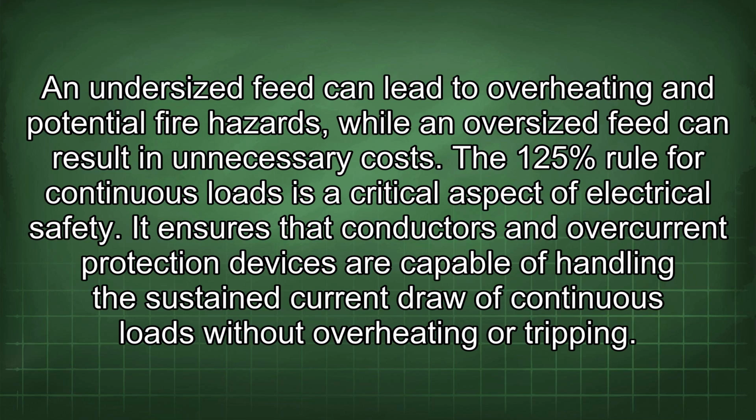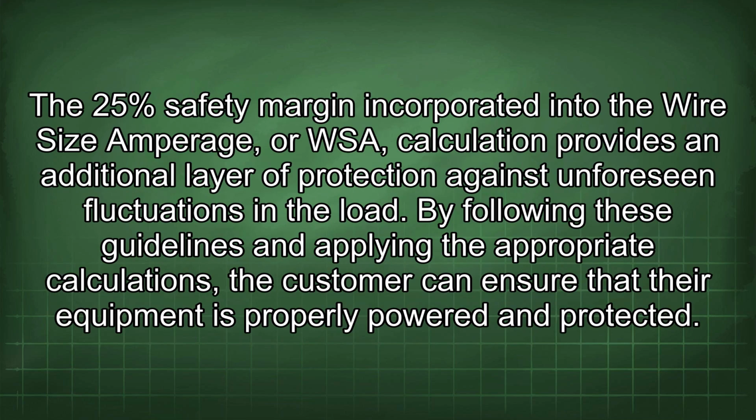The 125% rule for continuous loads is a critical aspect of electrical safety. It ensures that conductors and overcurrent protection devices are capable of handling the sustained current draw of continuous loads without overheating or tripping. The 25% safety margin incorporated into the wire size amperage, or WSA, calculation provides an additional layer of protection against unforeseen fluctuations in the load.